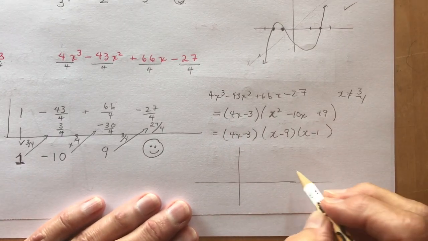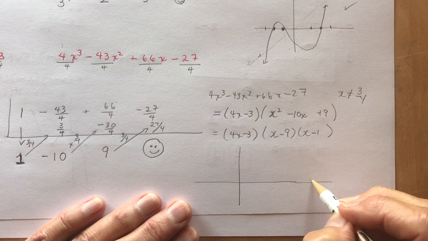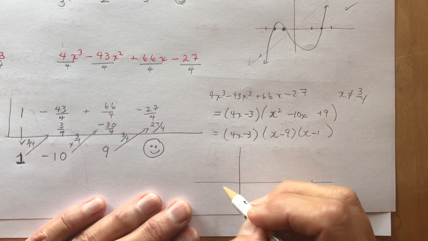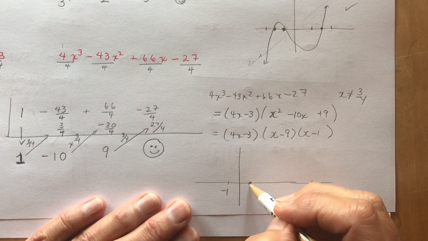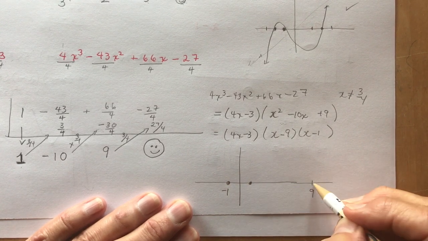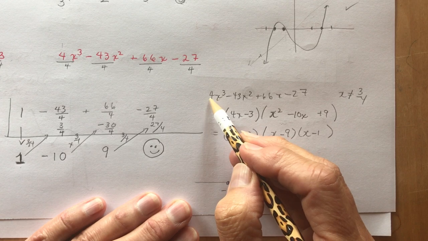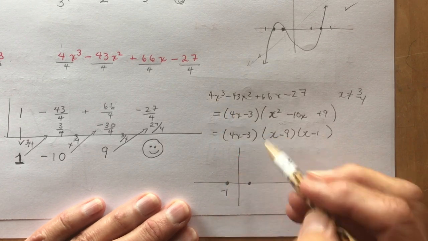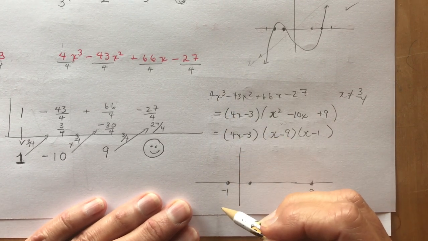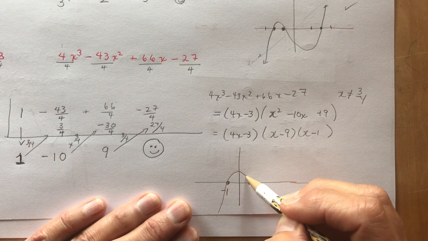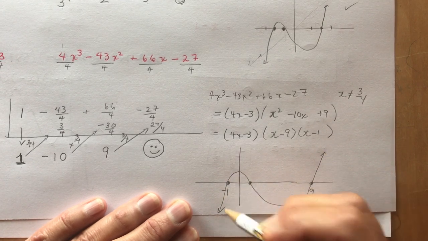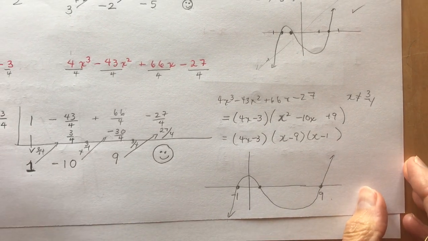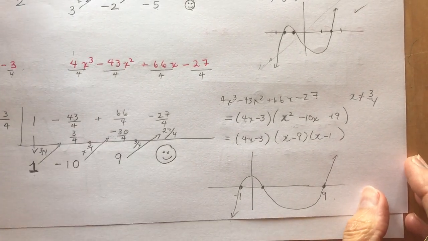So we have 9. 1, 2, 3, 4, 5, 6, 7, 8. Let's say this is 9. We have a negative 1. And we have a 3/4. So there's my zeros. Again, it's a positive leading cubic function. They're all single roots. So I'm going through, I'm going through, and I'm going through like that. And there's a quick sketch. Okay, so that's synthetic division.